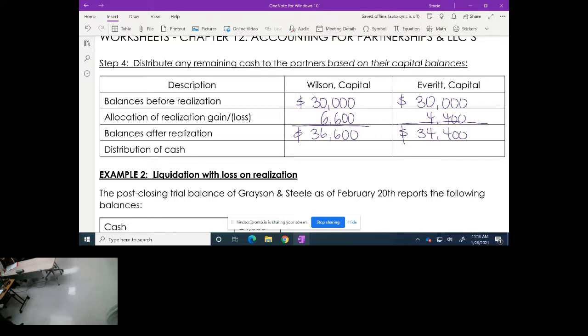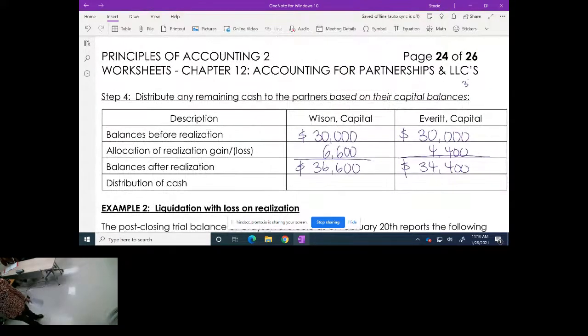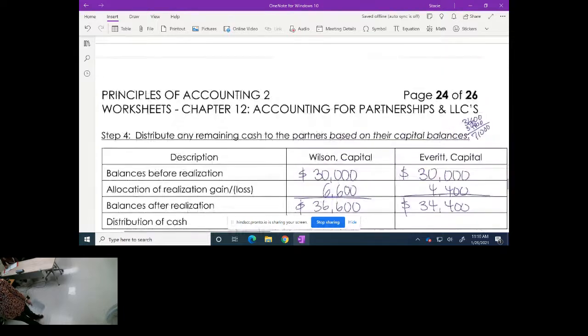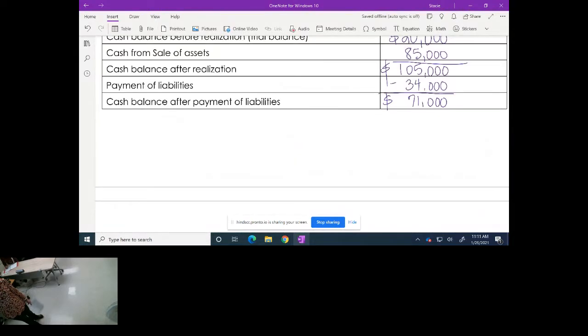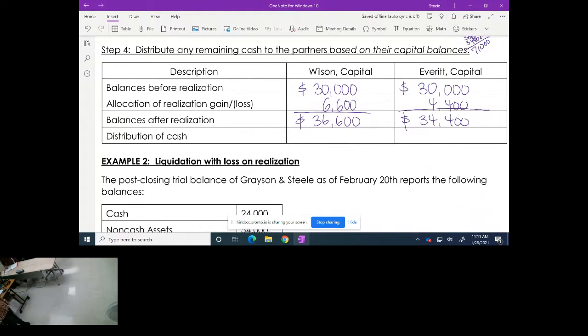How much is each one of them going to get in cash? First of all, what's 36,600 plus 34,400? 71. Yeah. How much cash do we have? 71. So how do you think we need to distribute this? The goal is to end up with zeros. All zeros. We want to zero every account balance out. So how are we going to distribute the remaining cash?